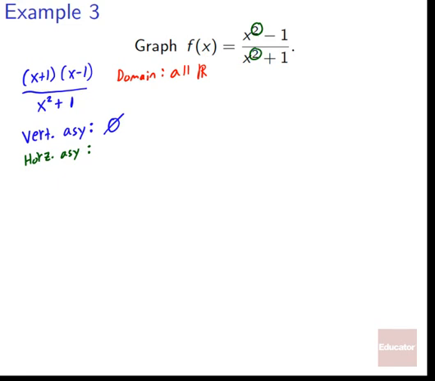So now we compare and we see what the leading coefficients are. We've got a 1 here and a 1 here, so we're going to see a horizontal asymptote of 1 over 1. And since 1 over 1 just simplifies to 1, we've got a horizontal asymptote of y equals 1. A height of 1 is what it will eventually slowly move towards. Let's look at what our intercepts are.